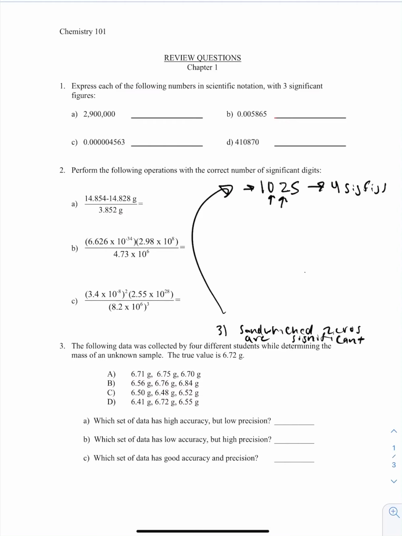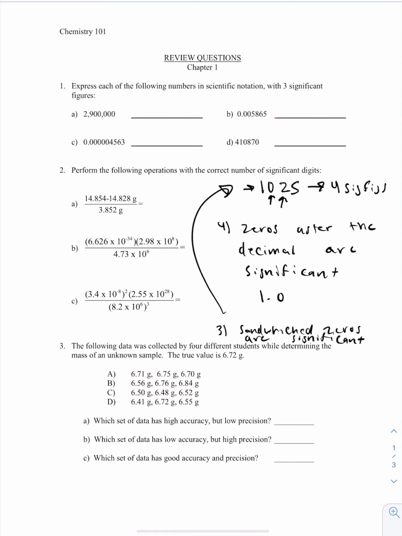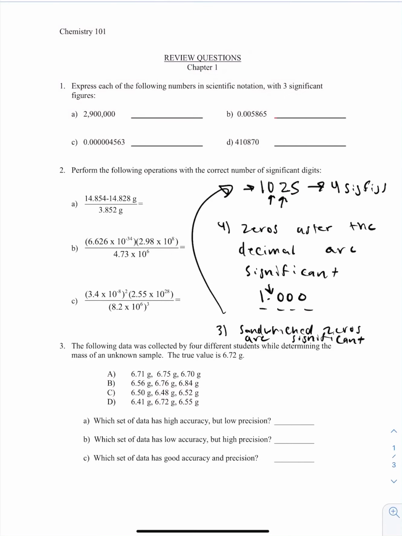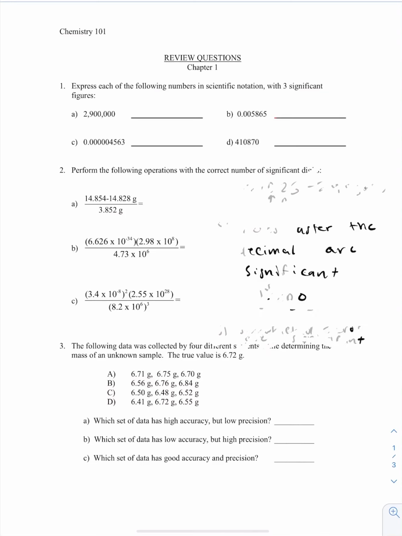Okay? Then the 4th rule and the last one is zeros after the decimal are significant. So for example, if I had a number like 1.000, I would have 4 significant digits here, and all these are significant because these zeros are after the decimal. So those are the basic rules of significant digits. I hope you guys got a quick little recap, but hopefully by Chem 101 you guys are familiar with the sig fig rules. So let's just move on and start solving the questions.